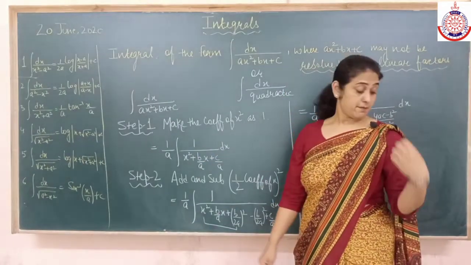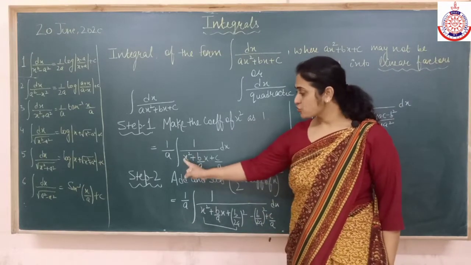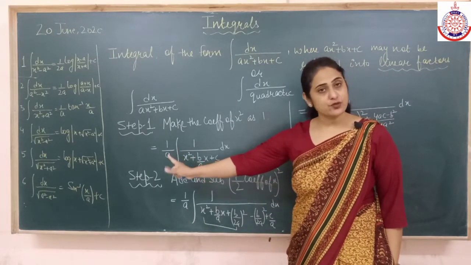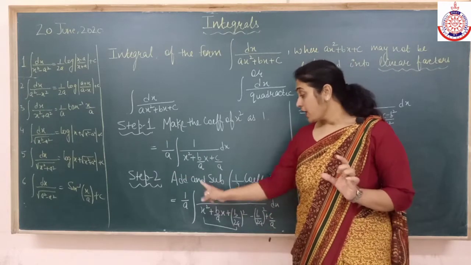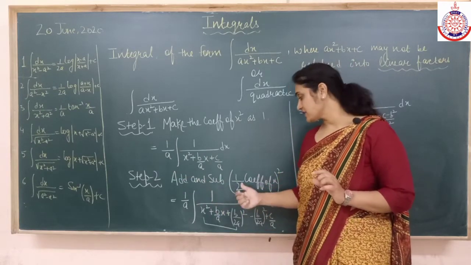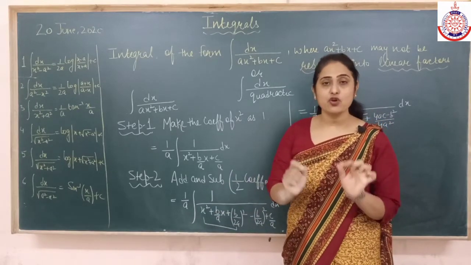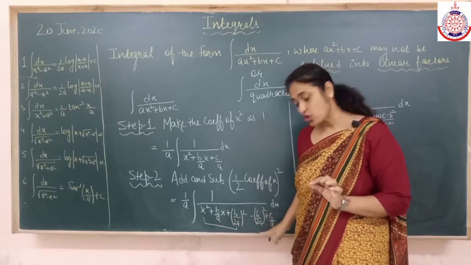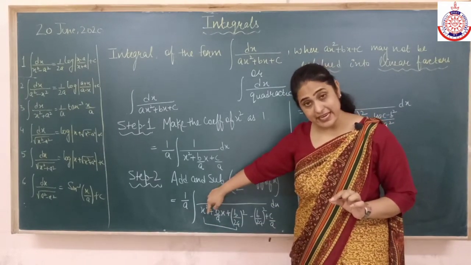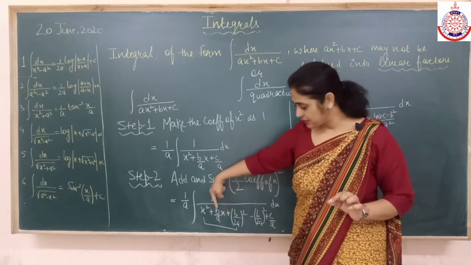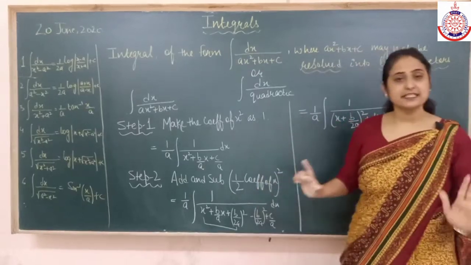Then again I just repeat the steps. Step 1, make the coefficient of x square as 1. So whatever the coefficient of x square is, you take that common. Second step, very important. You have to add and subtract the square of half the coefficient of x in the denominator. Plus वाला हमेशा पहले रहेगा because it will become a square plus b square. यहाँ पर या तो plus 2ab होगा या minus 2ab होगा. Minus वाला इसके साथ adjust हो जाएगा.